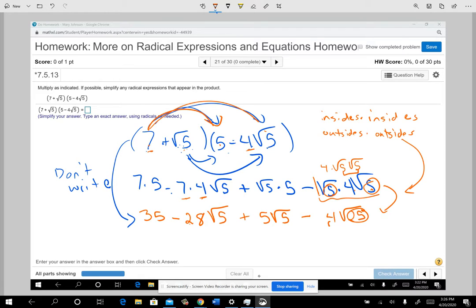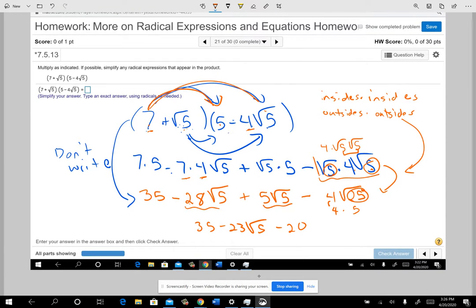And then at this point, you look and you notice these are like terms. So that'd be 35 minus 23 square root of 5. Square root of 25 is 5. Okay, so we have minus 20 right there. And then the 35 and the 20 are like terms. So 35 minus 20 would be 15. And you'd get 15 minus 23 square root of 5.